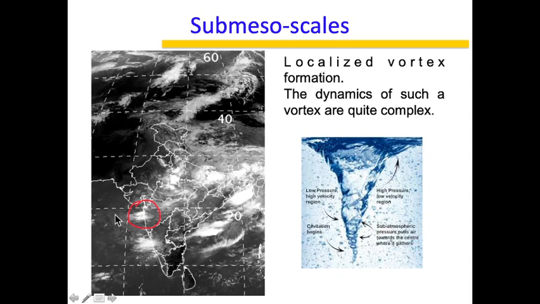For example, localized vortex formation, which is known to have complex dynamics and give a lot of rainfall and also very intense weather patterns. Thunderstorms are also one of them.